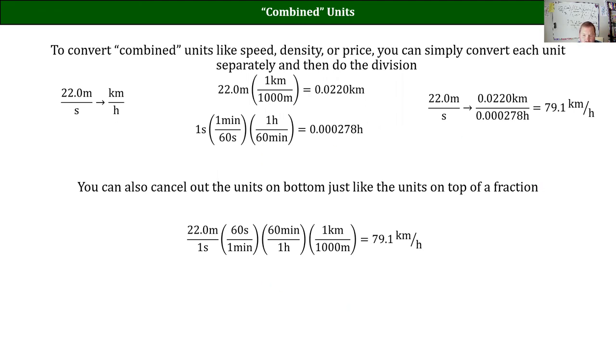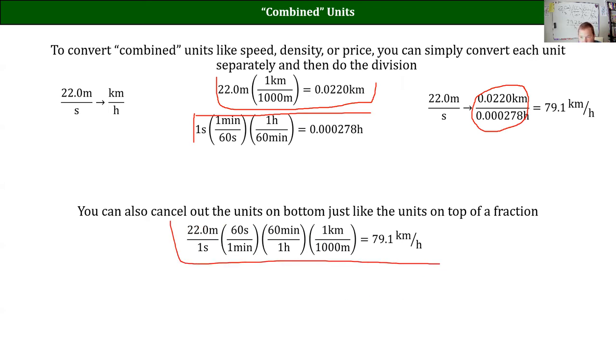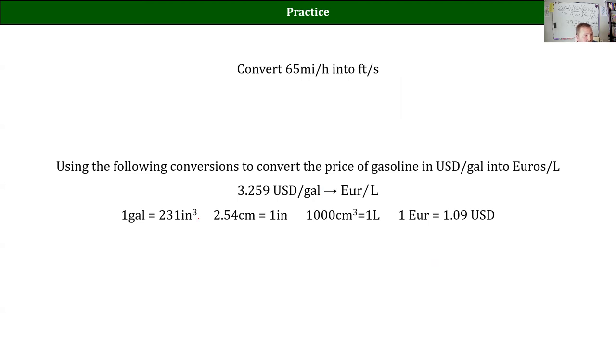All right, so this is the work showing the separate conversions versus converting both at the same time. So you can either take 22 meters, convert to kilometers, take seconds, convert to hours, and then put them together. Or that's mathematically identical to the way I did it on the board. That also will allow us to do things like convert miles per hour into feet per second. Or convert, I think this one's a more interesting one. It's a little different than what we just did.